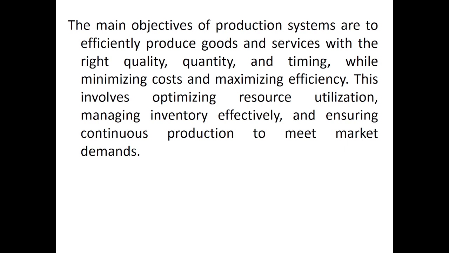Okay, so the main objectives of production system are efficient production of goods and services, the right quality of the goods, and the quantity of the goods should be right. And what does timing mean here? The timing means we are in a particular specific time frame.